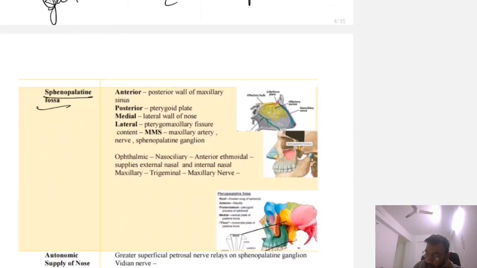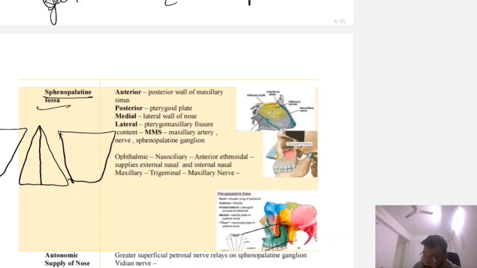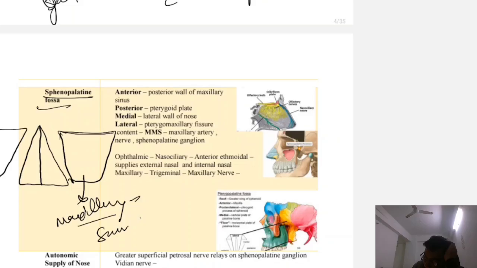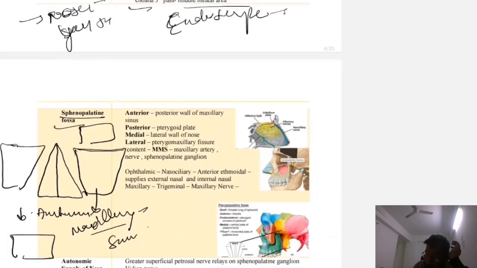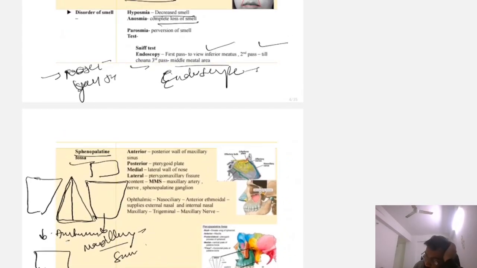Next is the sphenopalatine fossa. So what is the sphenopalatine fossa? This is the nose, this is the septum. These are the paranasal sinuses. Now behind them, this is the maxillary sinus, which is a paranasal sinus. This is the posterior wall of the maxillary sinus, and the sphenopalatine fossa is present here. You are seeing from the front. This is the front view, this is anterior. This is the nose, this is the anterior view. This is posterior. So this is the maxillary sinus, and the paranasal sinus is somewhere here.